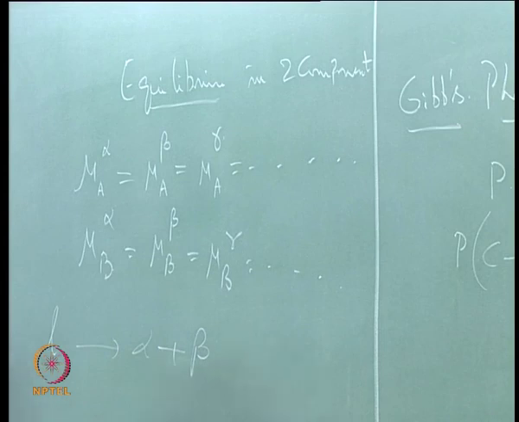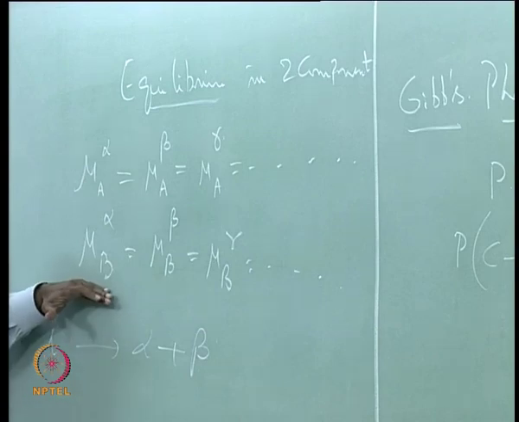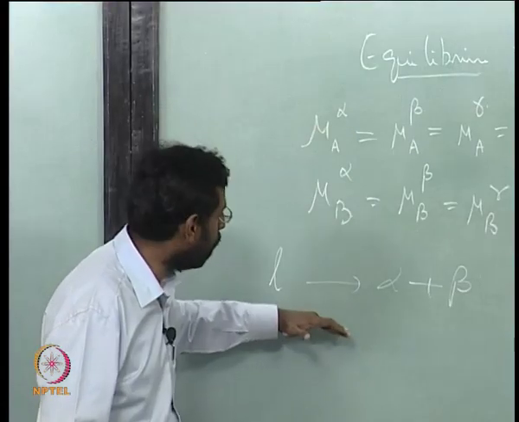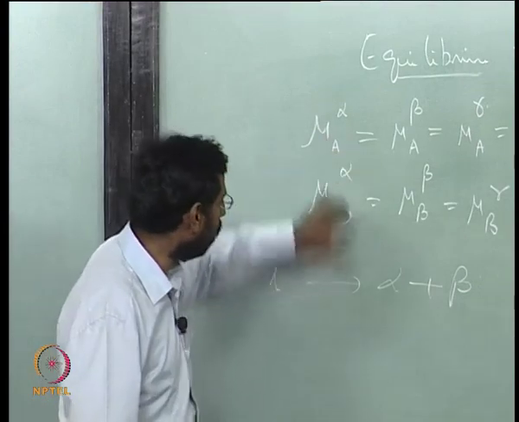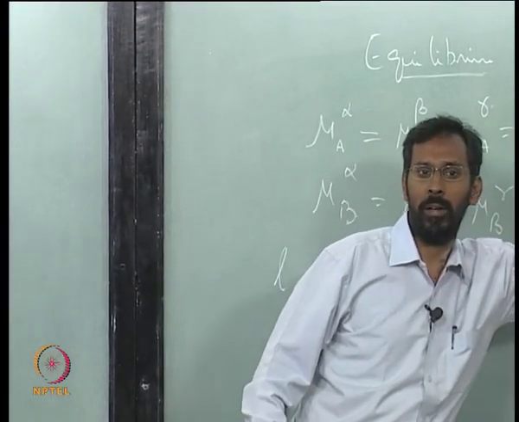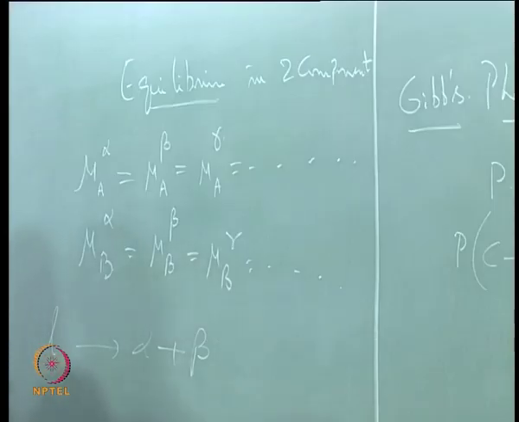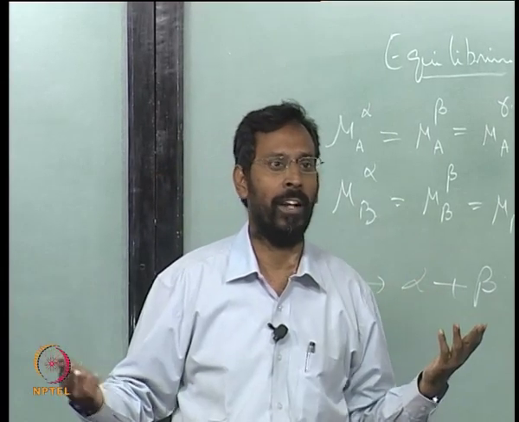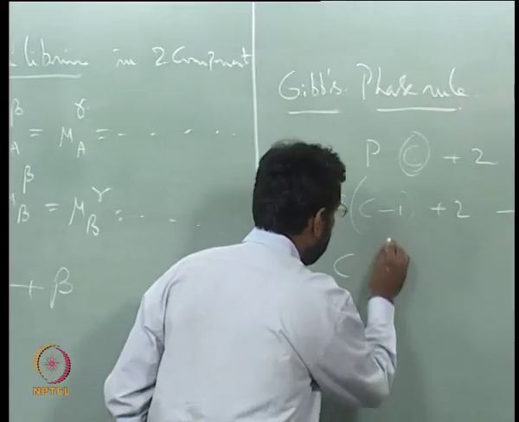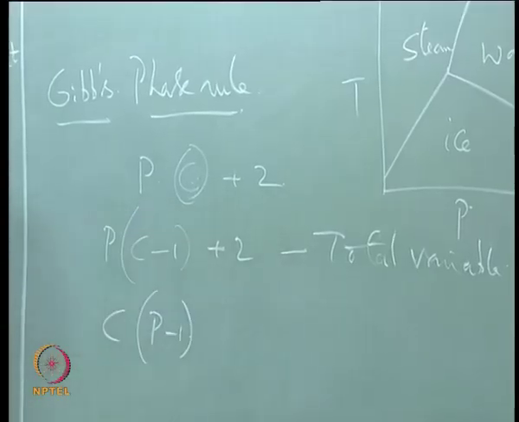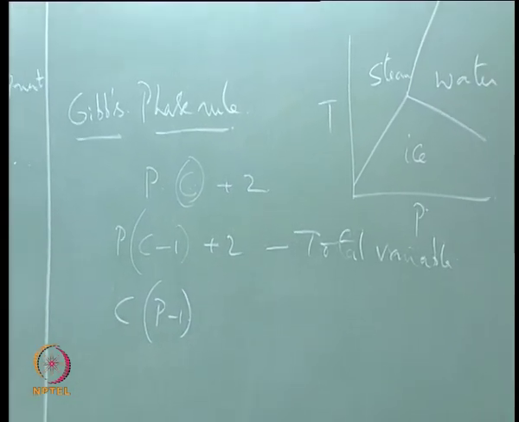They are all automatically fixed once I define chemical potential of A in alpha, and similarly chemical potential of B in alpha, and similarly chemical potential of C in alpha. Once I tell these three, I need not tell all these, because this is equal to this, this is equal to this, this is equal to this. That means for each component I need to define a chemical potential in any one of the phases. If I define in any one of the phases, the remaining phases I need not define. So, that means for each component, P minus 1 variables get fixed once I define the chemical potential.